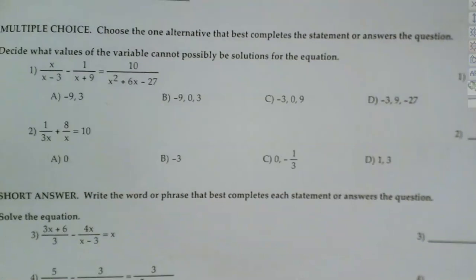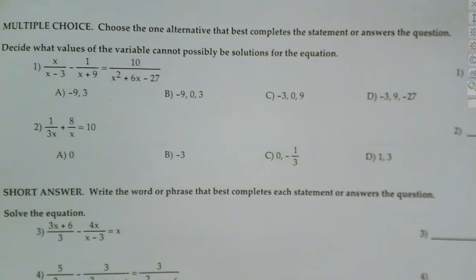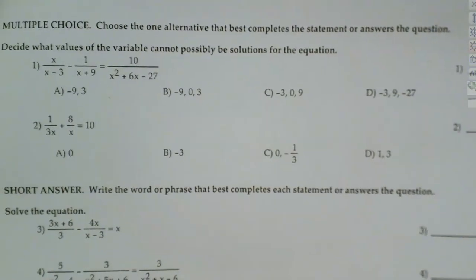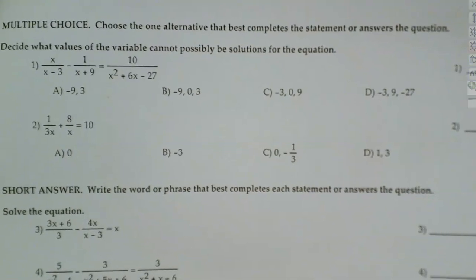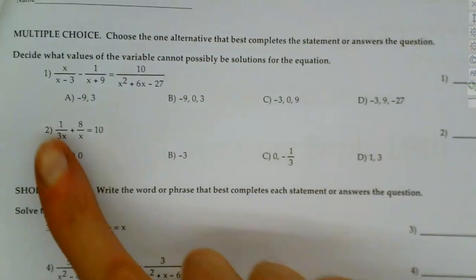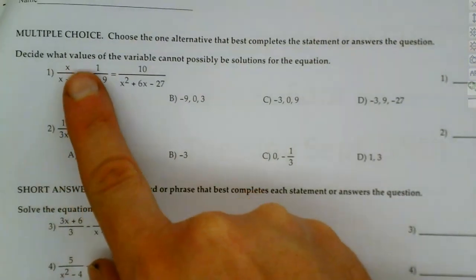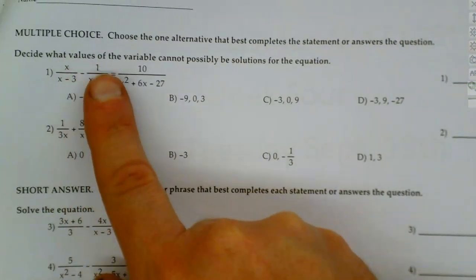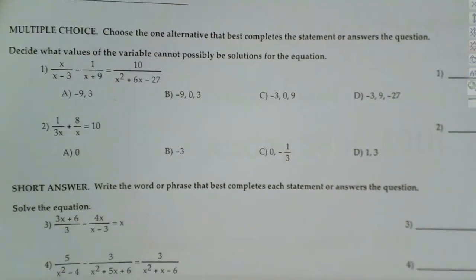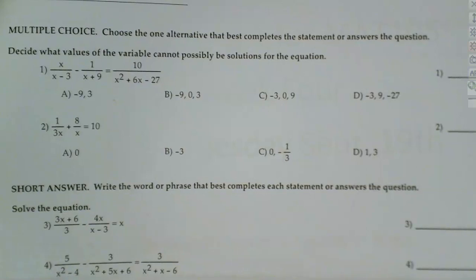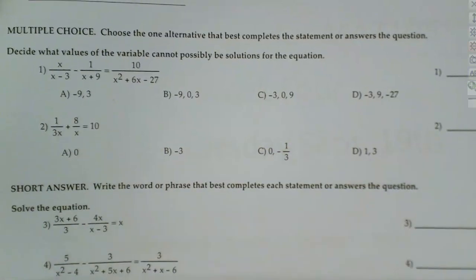I made these multiple choice to make them easier. That way you don't get confused and try to solve them. That's why I made them like that, so you wouldn't actually try to solve them, because you got to read the directions, and it says decide what values of the variable, that means x, cannot possibly be solutions to the equation. So you need to look at it, see which numbers will not work, and it's going to be one of those 4 choices.